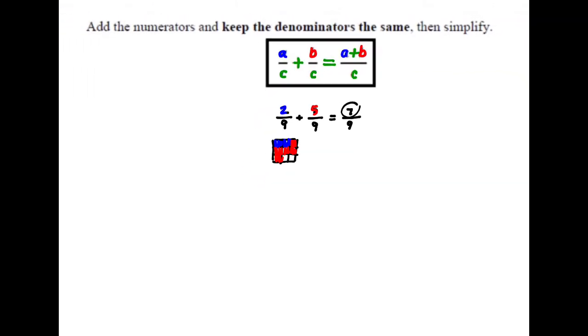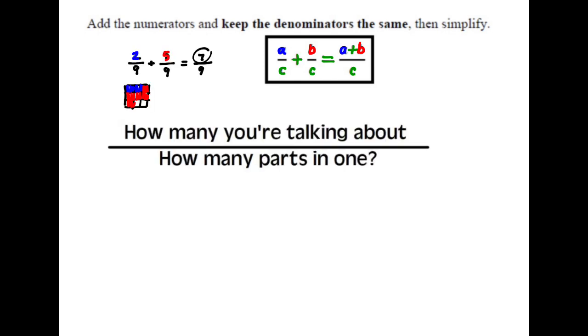Okay, so back up to here. I had to move that off to the side. So the top part of a fraction, this is a very long stretched out fraction, is how many you're talking about. So in this case, the 7 colored ones, over how many parts there are in one square. And there are 9 individual parts inside the square.